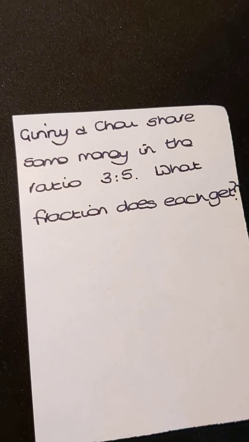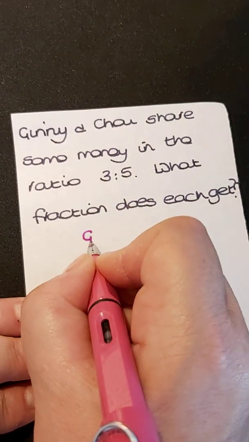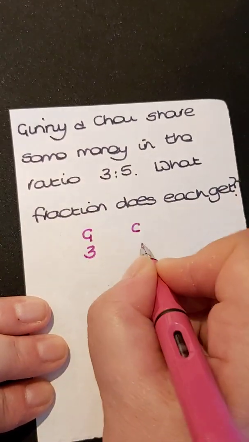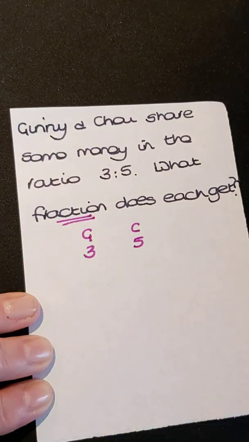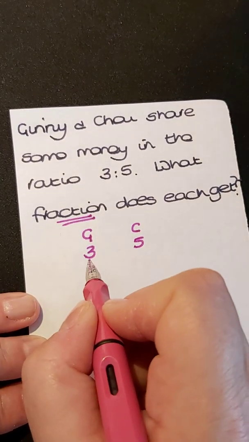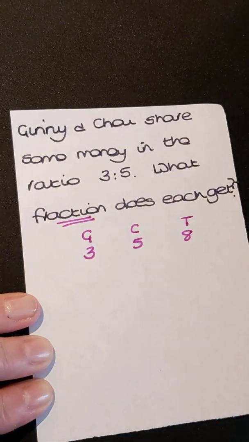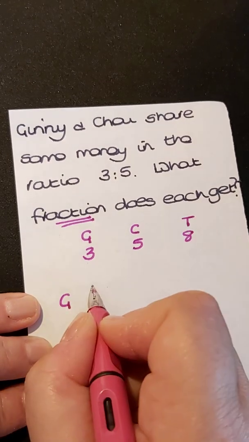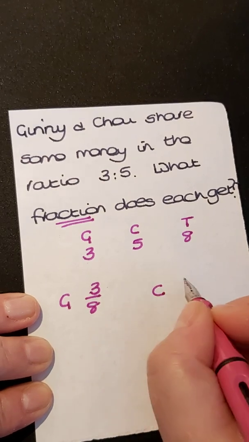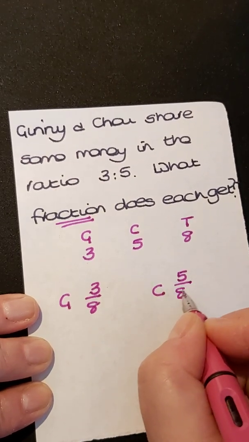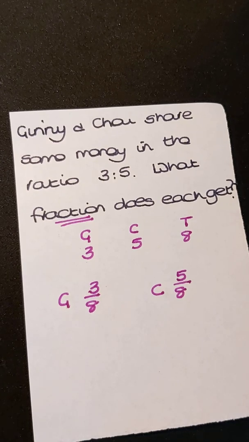They share some money in the ratio 3 to 5. What fraction do they each get? Right, so Ginny is 3 and Cho is 5. What fraction? Not asking me how much money, what fraction? If I add Ginny's number and Cho's number together, my total would be 8. So Ginny gets 3 out of 8, 3/8, and Cho gets 5 out of 8, 5/8. That would be the answer to that question. It's not asking me to do anything else.